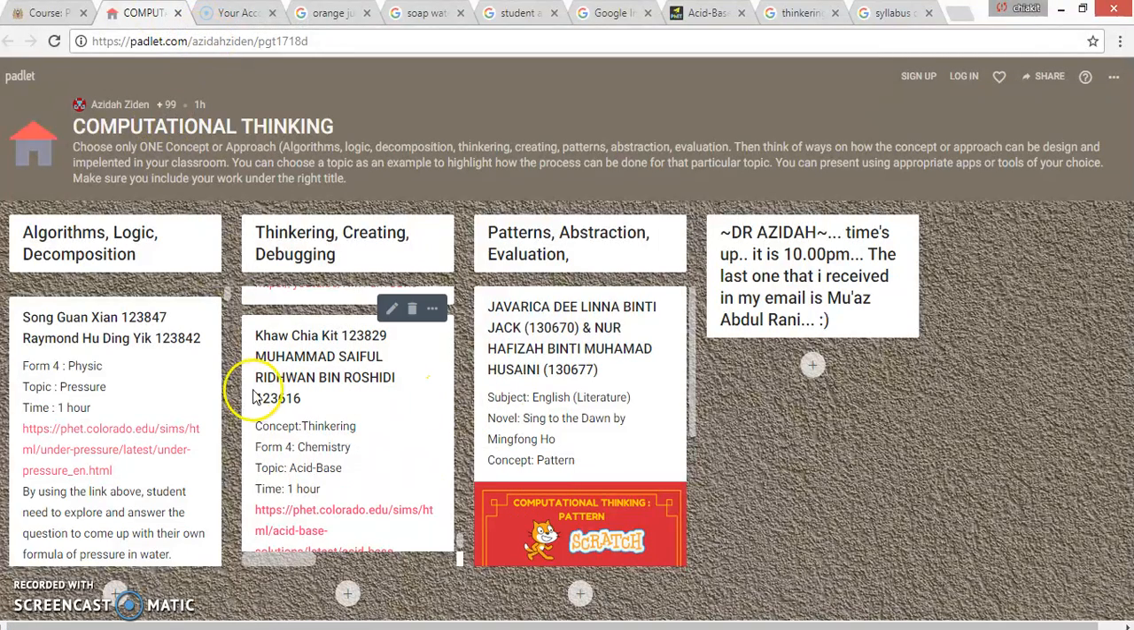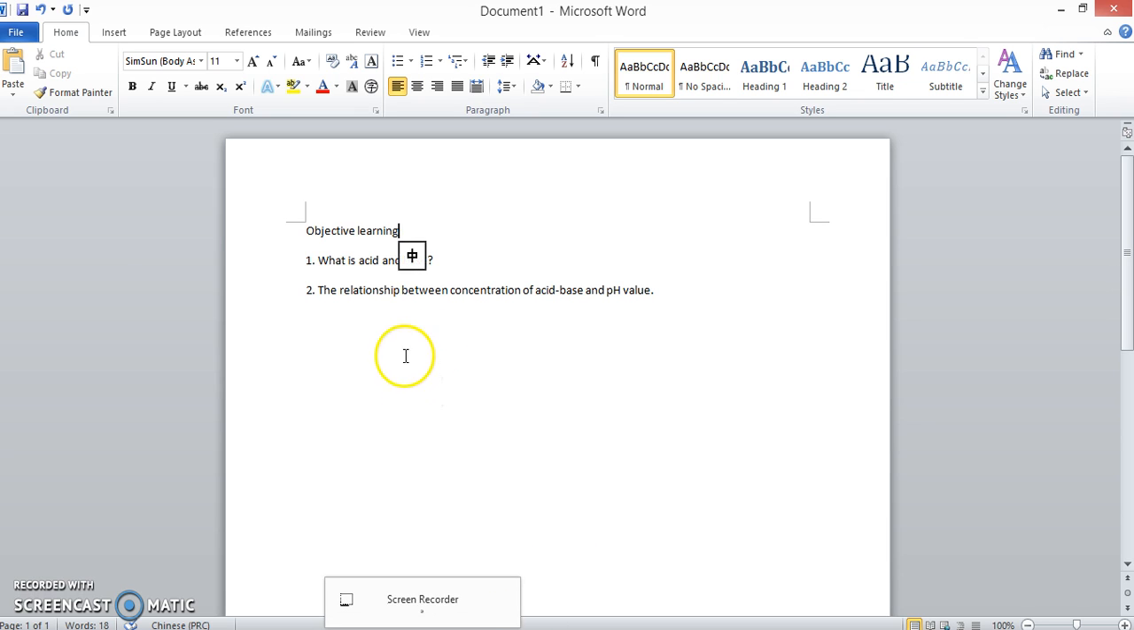Our target is Form 4 students, and the subject is chemistry. Our topic chosen is acid base, and the duration is going to be 1 hour. So what are the learning objectives? Our learning objectives are to let the students learn what is acid and base, and the relationship between the concentration of acid, base, and their pH value.